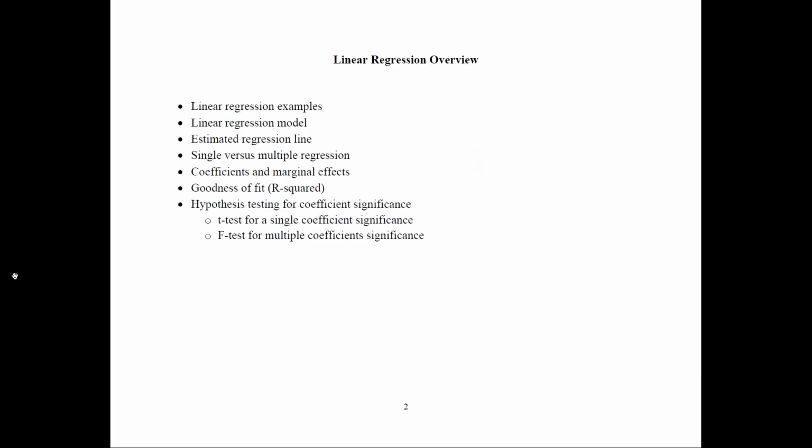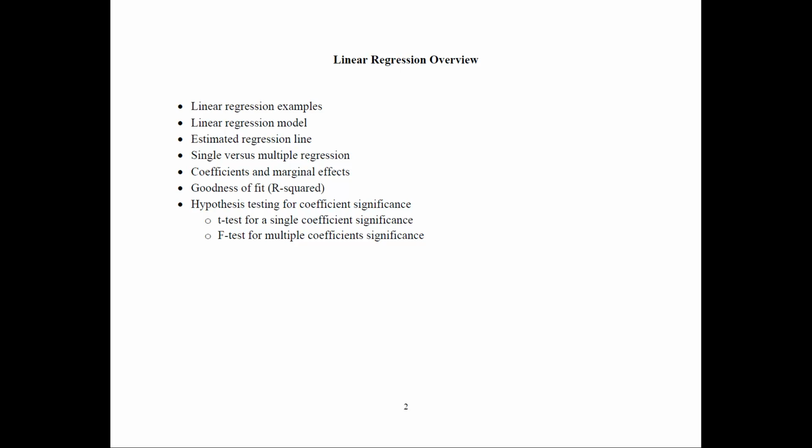In this video, I will first provide a few examples of linear regression. Then I will talk about the linear regression model and the estimated regression line and the differences between them, and about predicted values and residuals. I will also describe the difference between single versus multiple regression models.